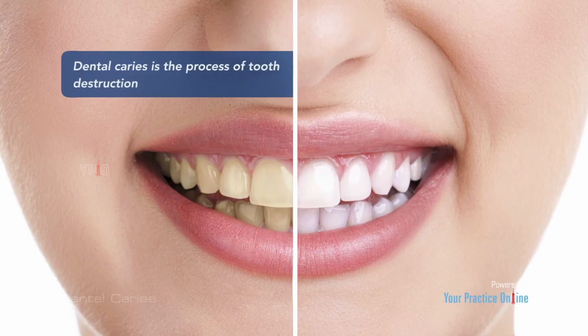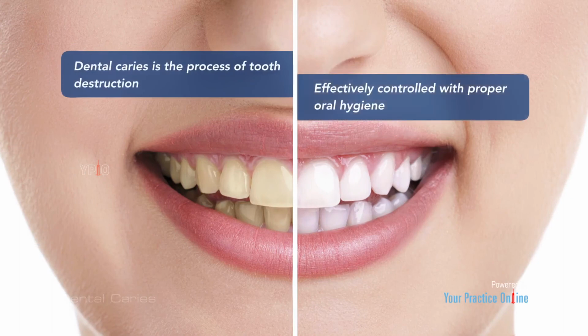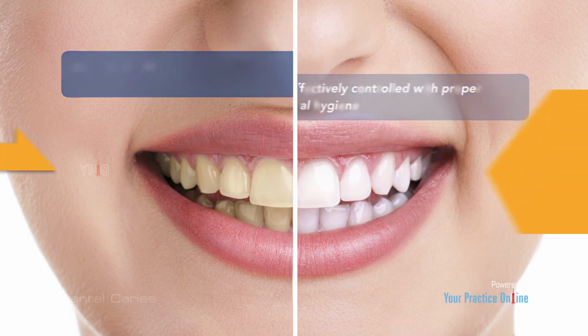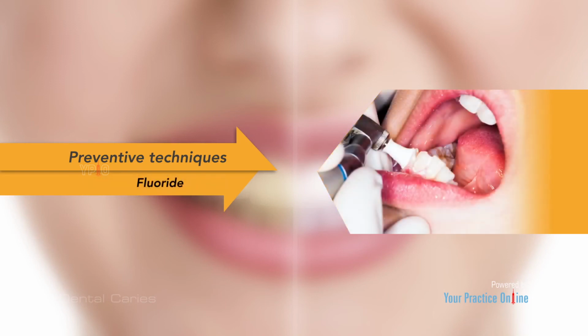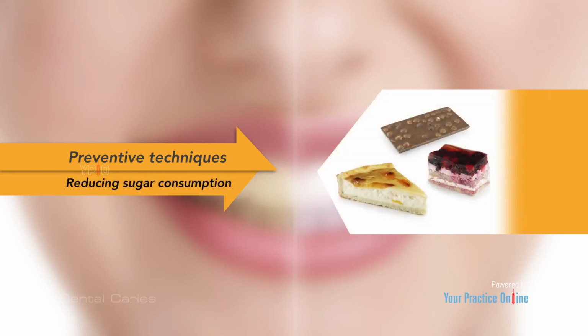Dental caries is the process of tooth destruction that can effectively be controlled with proper oral hygiene and preventative techniques such as application of pit and fissure sealants, fluoride, and reducing sugar consumption.